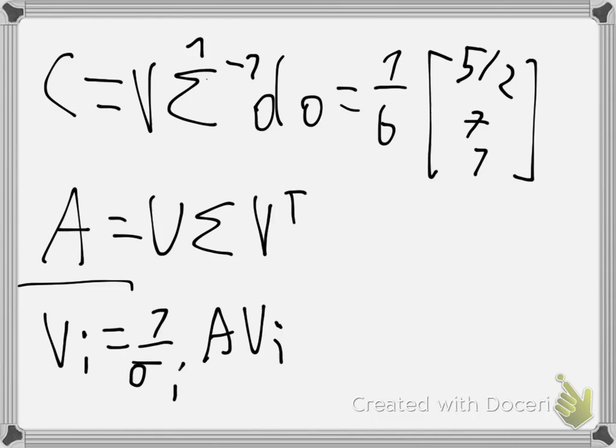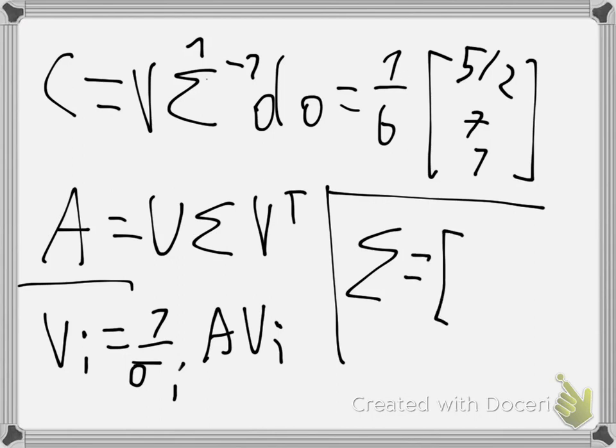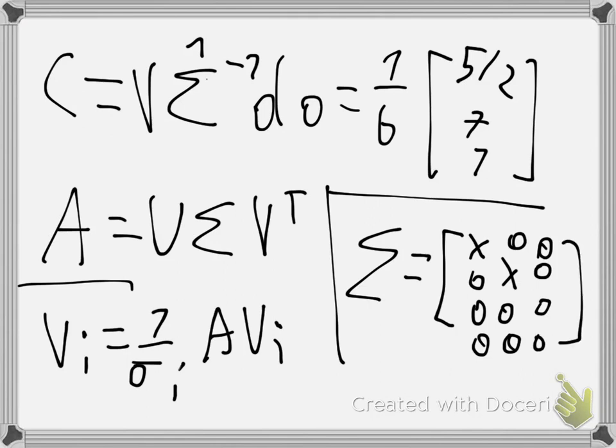Then once you have found U and V, which are orthogonal, your matrix sigma will be almost a diagonal matrix. It's of the same size as A. Its diagonal entries are the square roots of the eigenvalues, and then there are zeros everywhere else. And then you solve your least square problem.